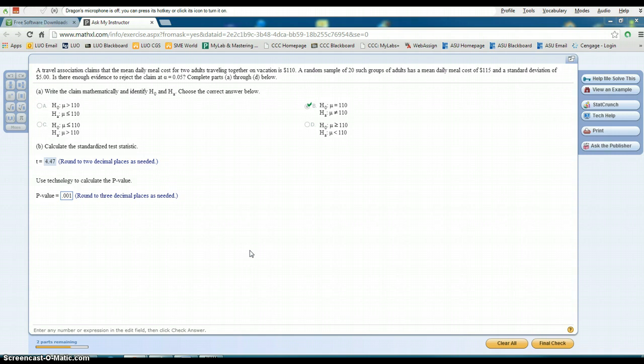All right, first thing that you need to understand for this one is what kind of test we are looking at. Are we looking at a one-tailed test? And if it is a one-tailed test, is it right-tailed or left-tailed? Or are we looking at a two-tailed test?